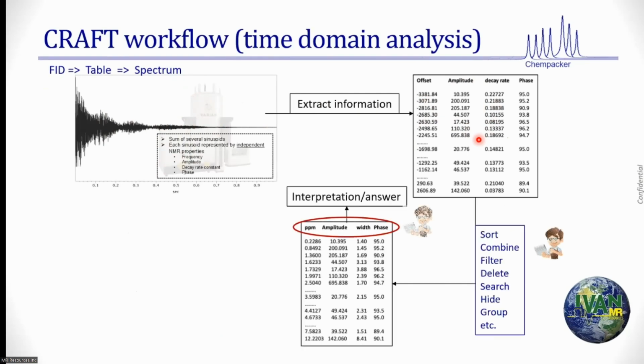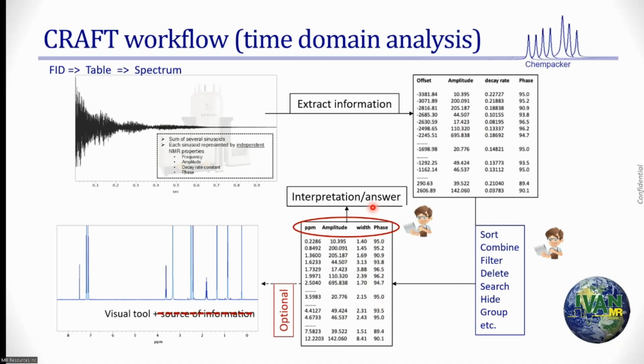When I say NMR rules, I am a trained synthetic organic chemist who thinks in terms of chemical shift, coupling constants, structure, methyl group, ethyl group, and so on and so forth. So I apply all that, my learning, and then generate a table that is more chemistry friendly: chemical shift, amplitude or integral or line width and phase and so on. And then I can look at a spectrum if I want. I don't have to look at the spectrum because from the tabular domain, I already can interpret, right? That's the idea of this time domain analysis workflow.